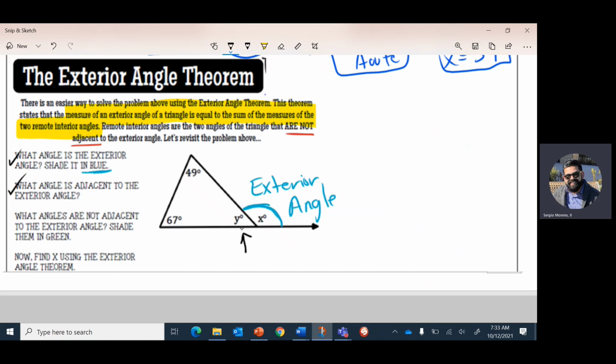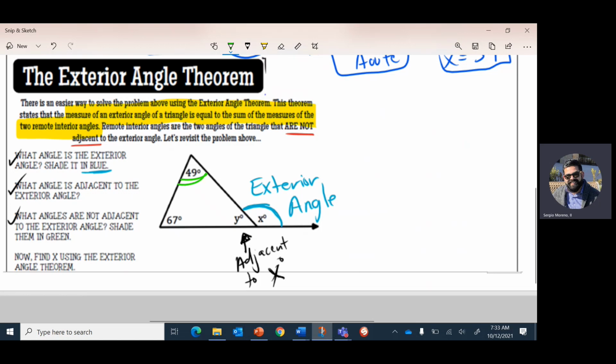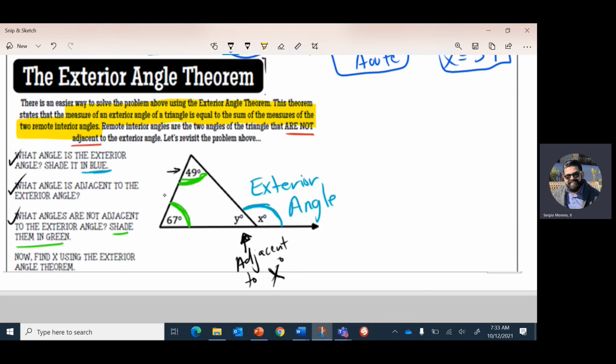Next question: what angle is adjacent to the exterior angle? This y angle here is your adjacent angle. It's adjacent to x, which is the exterior angle. Next, it says what angles are not adjacent to the exterior angle? Shade them in green. I'm just going to outline them here. These two green ones are what we call our remote interior angles. I'll write that here: remote interior angle.